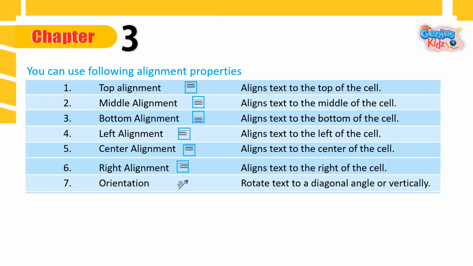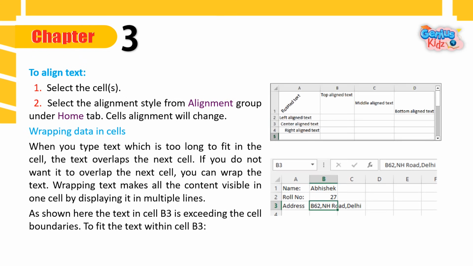4. Left alignment. Aligns text to the left of the cell. 5. Center alignment. Aligns text to the center of the cell. 6. Right alignment. Aligns text to the right of the cell. 7. Orientation. Rotate text to a diagonal angle or vertically. To align text. 1. Select the cells. 2. Select the alignment style from the Alignment group under the Home tab.